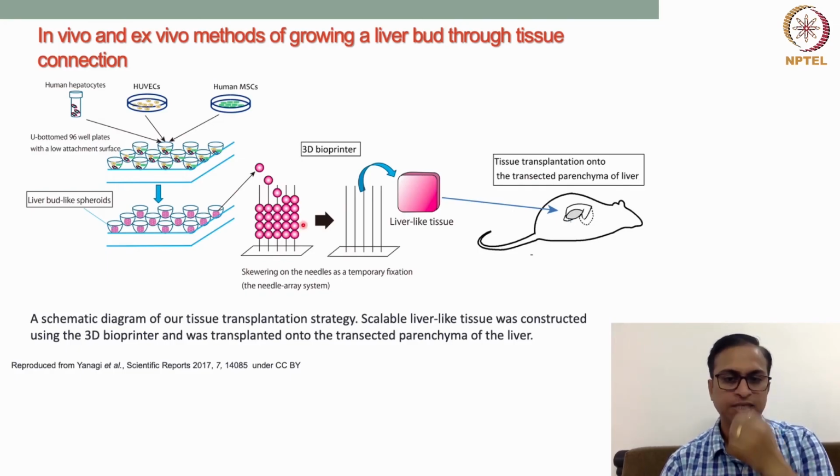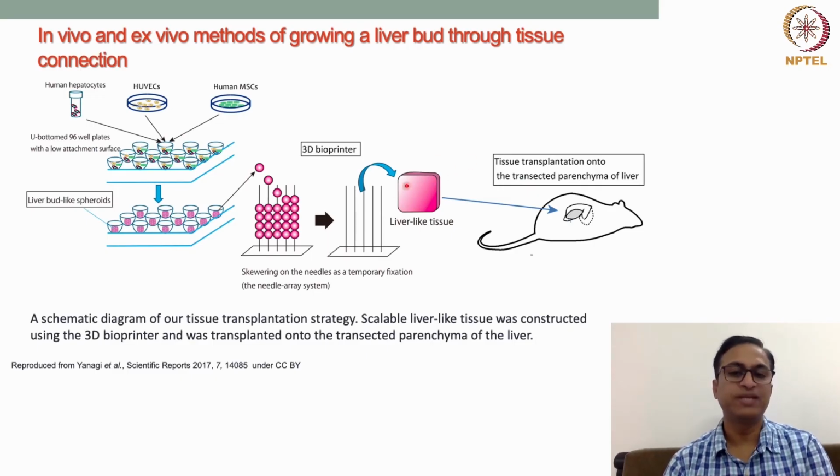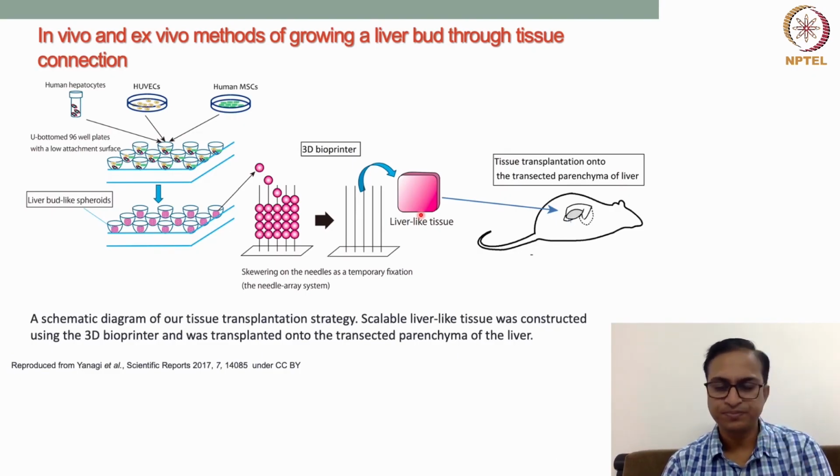Then, upon culturing for some time, the cells present in the spheroids will assemble with each other, they will migrate, self-assembly will happen, and finally a continuous tissue will develop like this, which can be used for transplantation into the parenchyma of the liver. So this is the strategy they have employed, just as the diagram shows, for a tissue transplantation strategy. A scalable liver-like tissue was constructed in this case. It's not small; it's a good size, a good volume of tissue.